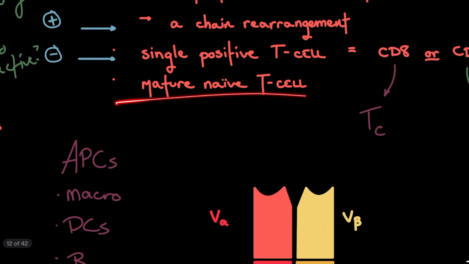And now finally I am a mature, naive T cell. Remember, mature, fully developed, but still naive. The only thing that makes it not naive is when it's activated, which is when the T cell's specific antigen has been presented to the T cell. So still naive.